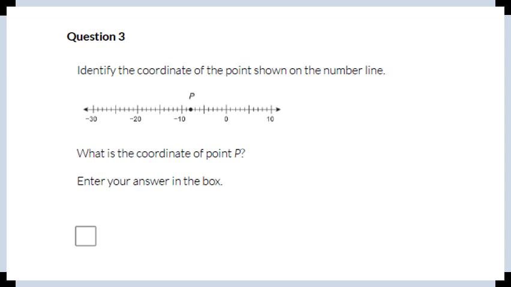Okay, it just says identify the coordinate of the point. Okay, so we're going to look and we're going to say, okay, I'm starting at 0 and I'm going backwards. So I'm going -1, -2, -3, -4, -5, -6, -7, -8. So I would say that that point is at -8.